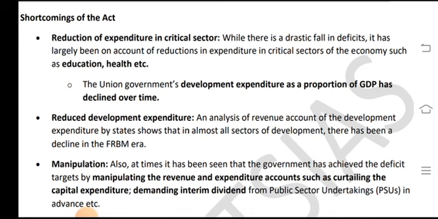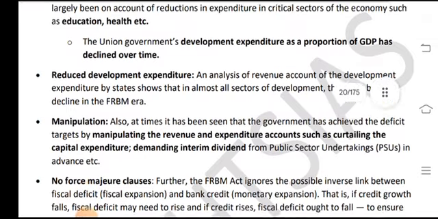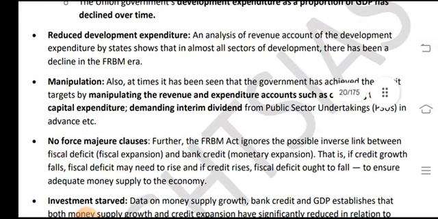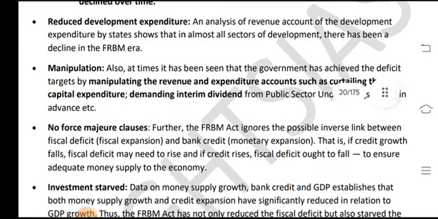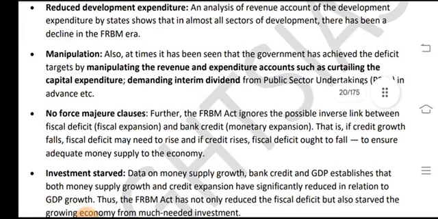The Union government's development expenditure as a proportion of the GDP has declined over time. The analysis of the revenue accounts of development expenditure by the states shows that in almost all the sectors of development there has been a decline in the FRBM era.